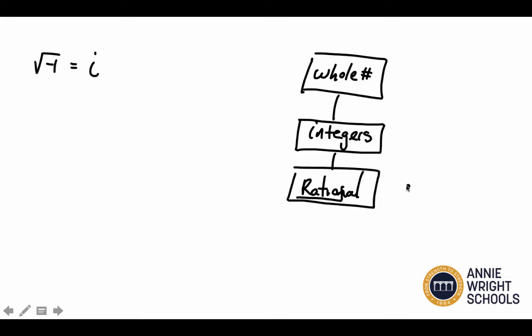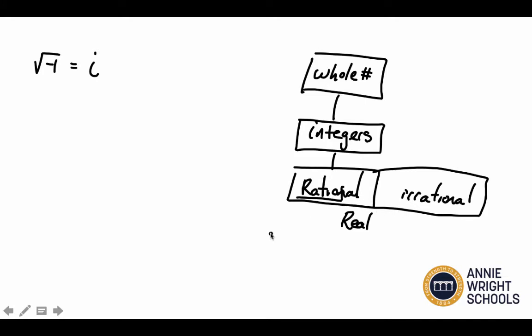And then next to the rational are the irrational numbers. The irrational numbers are things like pi, e, square root of 2, things that go on forever with no pattern. Rational numbers are repeating decimals, anything that can be written as a ratio, any fraction. Together, these make up the real numbers. Real numbers are all rational and irrational. And the square root of -1 is not real, therefore it must be imaginary.